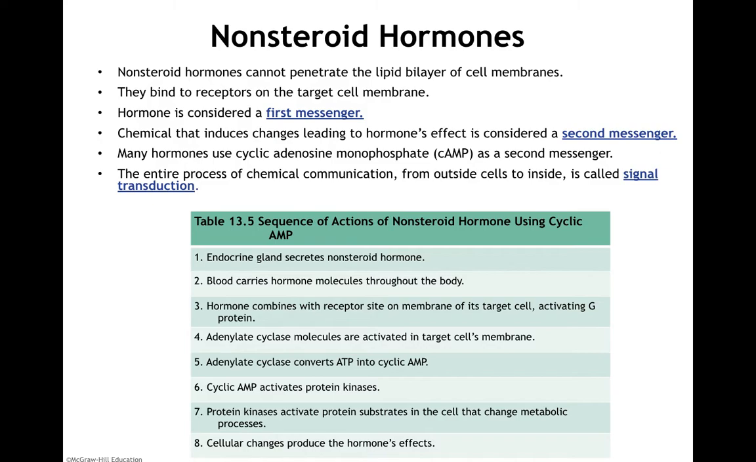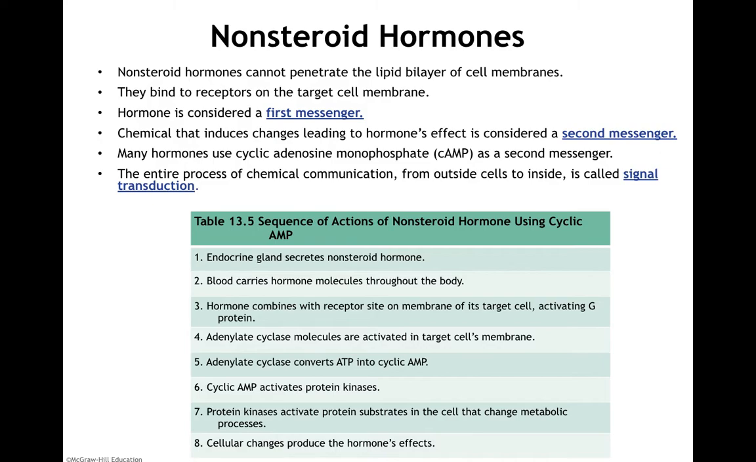So an endocrine gland in this case would secrete a non-steroid hormone. The blood would carry it throughout the body. It would combine with receptors on the surface of target cells. That would activate a second messenger system, one of which is a G protein. The G protein would cause adenylate cyclase to be activated in the cell's membrane, and adenylate cyclase would take ATP and make it into cyclic AMP.